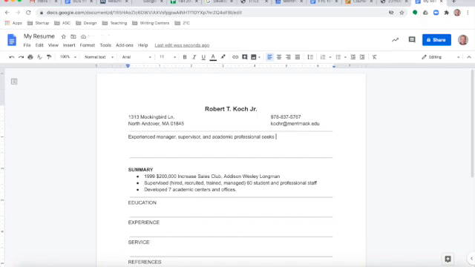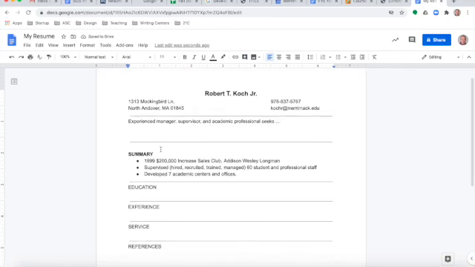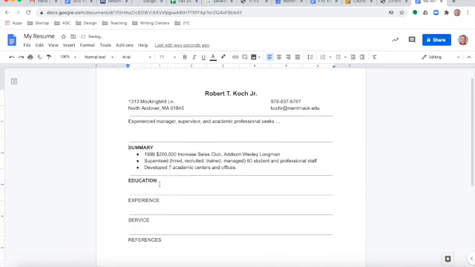So I choose to highlight things that I know are in the job description and that I know are points that are going to be emphasized throughout my resume and that I'll grow further when I tell the story of my career in my cover letter. So experienced manager, supervisor, and academic professional seeks... And then I can go on with what I seek. A key to what you should be seeking.